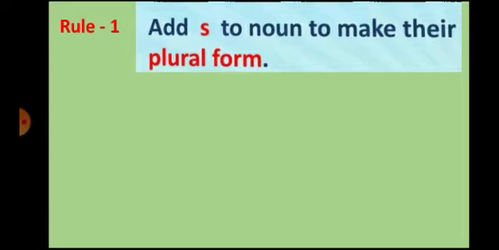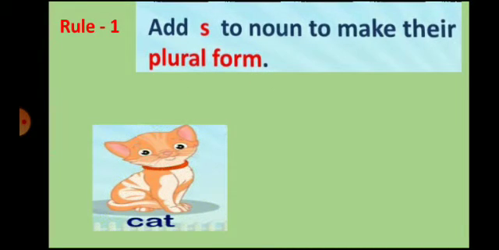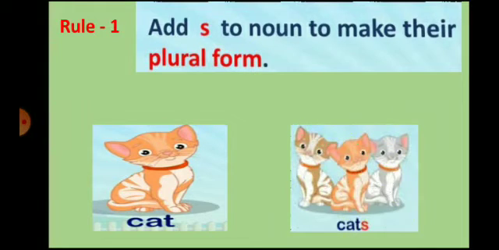So, what is rule 1? If we have to make the plural, what do we have to do? Add s to the noun to make its plural form. Okay. So, see what is this? Cat. If we are talking about more than one cat, what will we say? We will say cats. So, what is rule 1? We just add s to the noun to make its plural form.